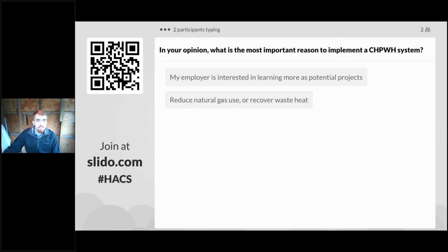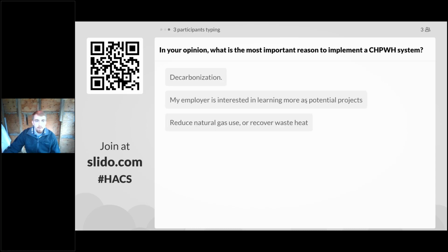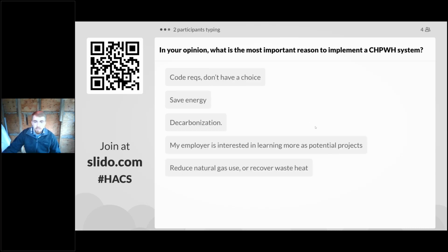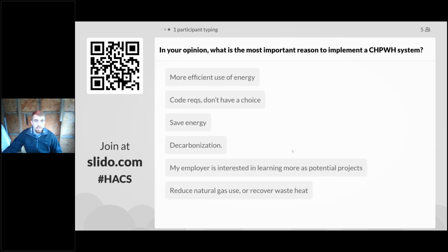Yeah, reduce natural gas use and recover waste heat. So that's a really cool application for heat pumps as well, because as I'll talk about more later on, we're not creating heat with these heat pumps. We're just harvesting heat and concentrating it and putting it into hot water in this case. So if you have a waste heat load that normally you'd have to pay to get rid of by using extra equipment, now you can harvest that heat and use it for something effective. So decarbonization and saving energy are really great reasons to implement.